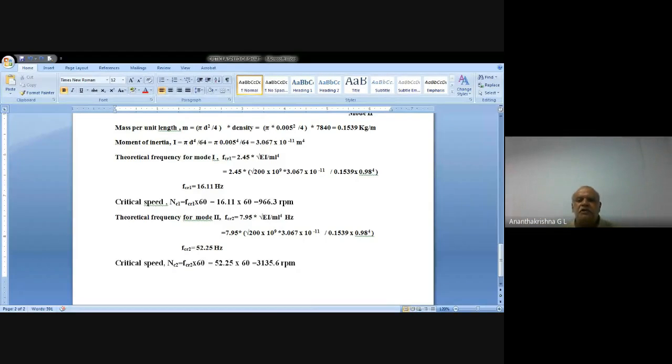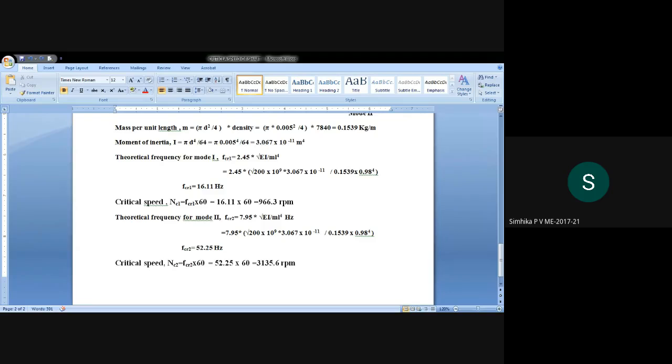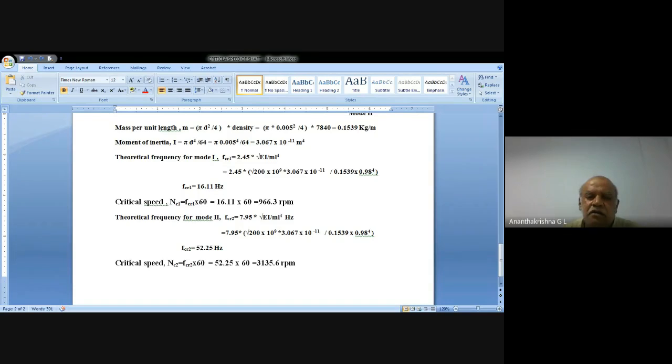3135.6. Tell me, Simika. So 3135.6. All right. Hope everyone has done. Now we'll go through the video of critical speed of shaft experiment. The first critical speed is 966.3 RPM. The second critical speed is 3135.6 RPM. Now we have to confirm these values of critical speed 1 and 2 with experimental values. So let's see how we are going to get them.